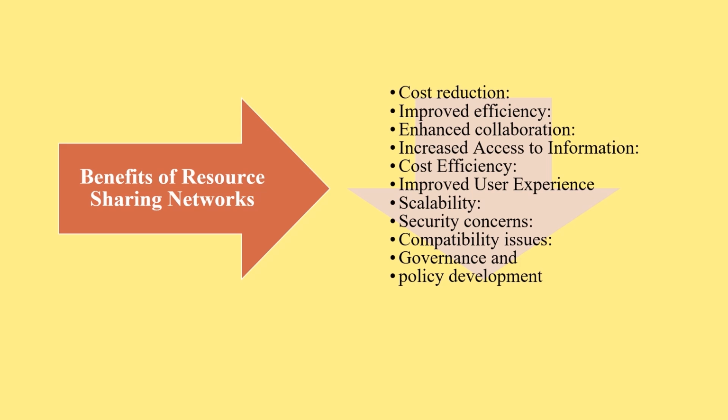What does that mean? Increased access to information: users can access different information. Cost effectiveness, and improved user experience. Scalability: cloud-based networks can easily scale up. Now the challenges in a resource sharing network. Security, because of protecting sensitive data and ensuring proper access control. Compatibility issues, managing different formats and standards across devices. Governance and policy, establishing clear rules and guidelines.